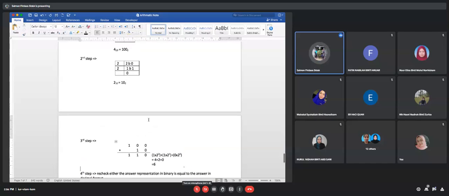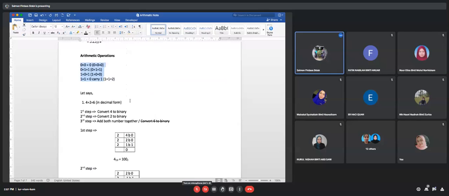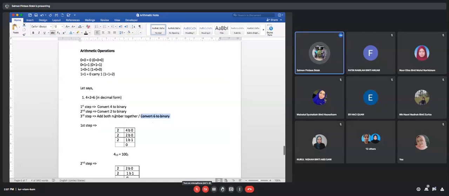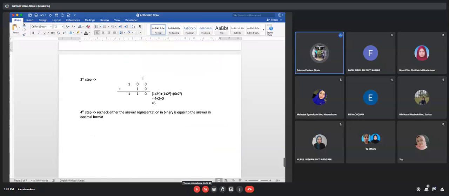Okay. So do remember the steps. The first and second steps are to get the representation of the operands from decimal to binary, and then do the calculation using this formula. Please do not just convert the answer into binary. This is not the concept. If you do this, it means you just memorize the process. I don't want you to just memorize the process, I want you to do the process. So please add both numbers together using the formula up here, and then after you get the answer, please recheck whether the answer representation in binary is equal to the answer in decimal format. If you got 6, it means your answer is correct. Okay, you got that?